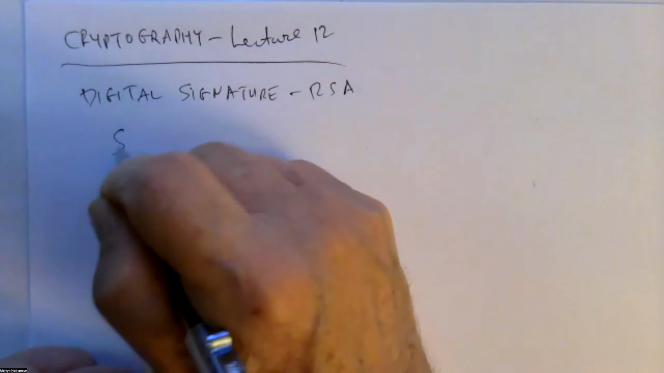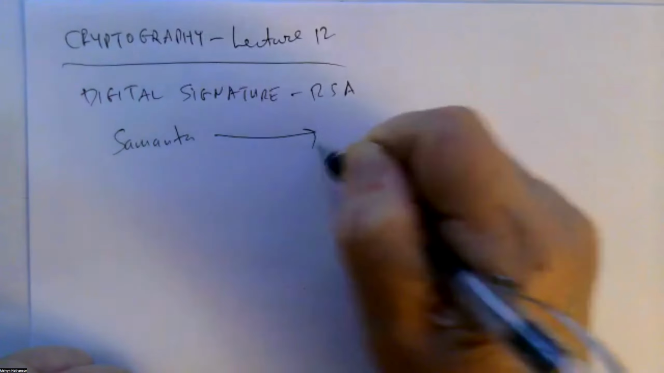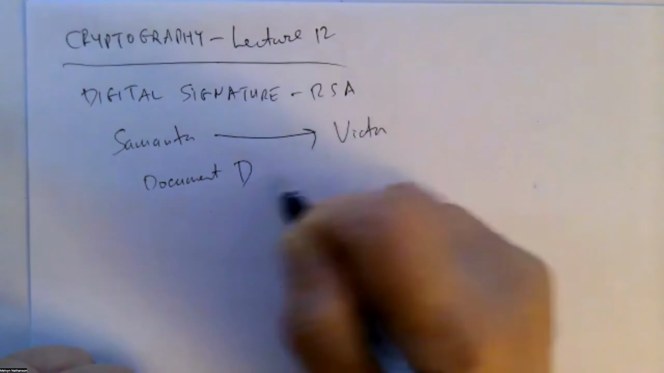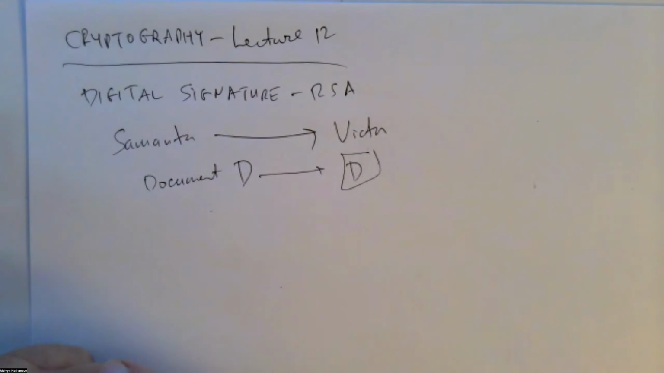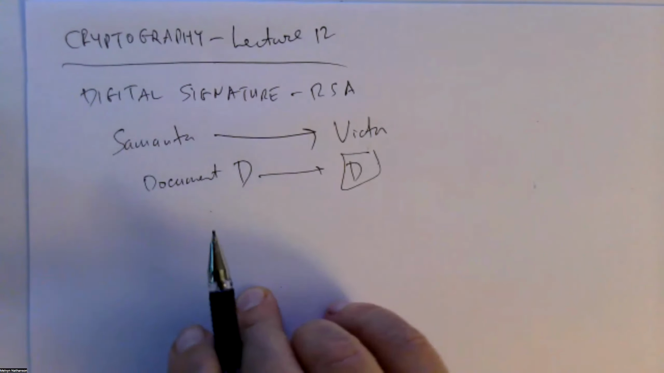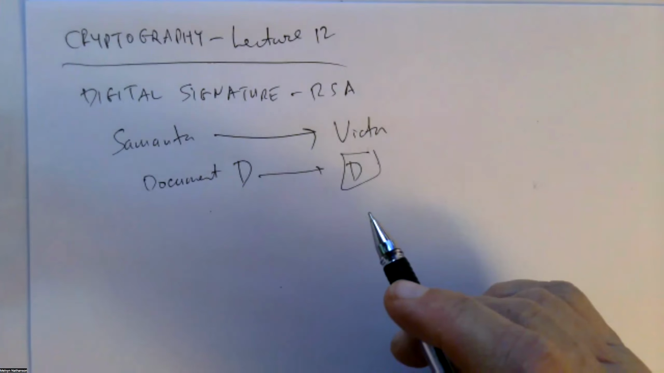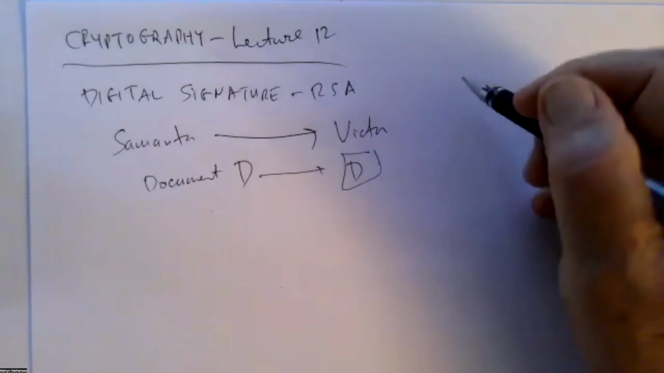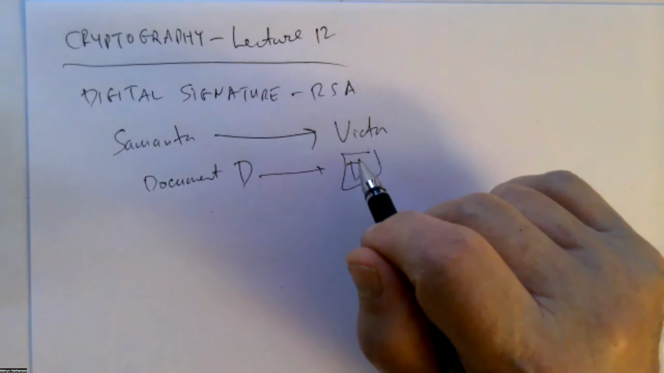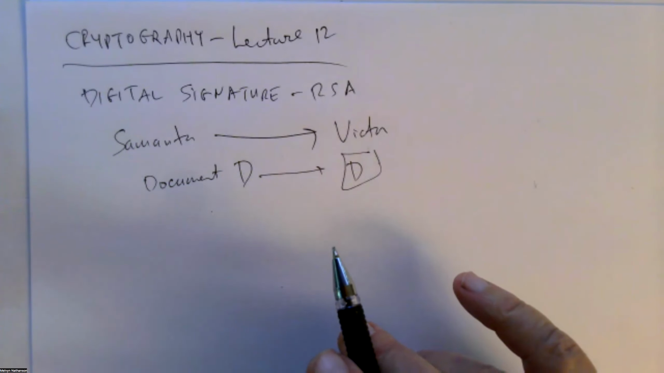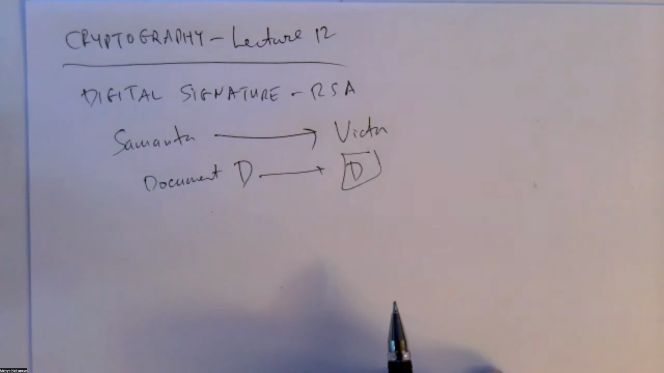Samantha sends Victor a document. So Victor gets the document. But Victor needs to be sure that it's really Samantha that sent him the document and not someone else who might have evil intent. So Samantha wants to sign the document, and Victor wants to look at the signature on the document and know that it really came from Samantha and no one else.